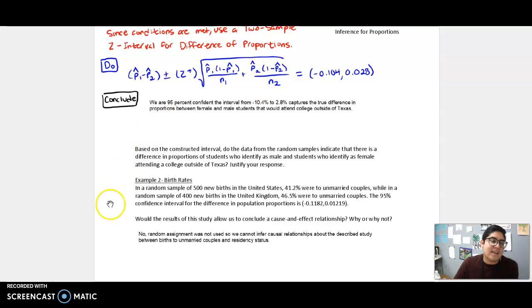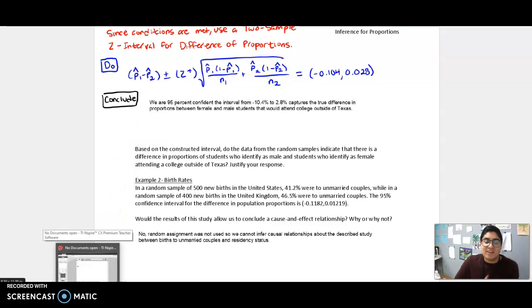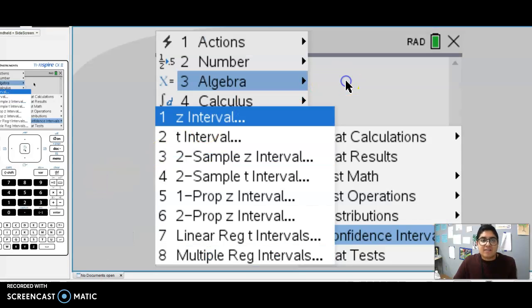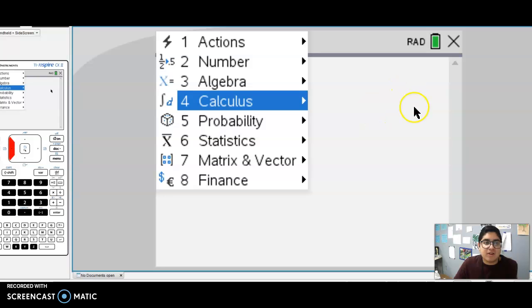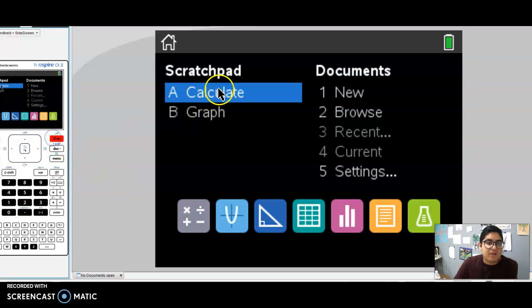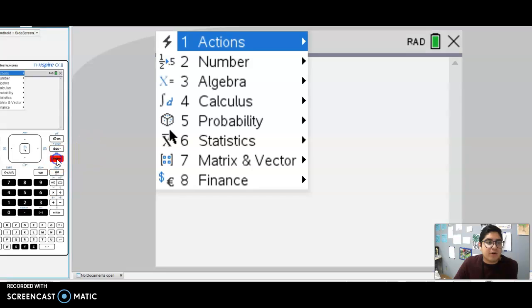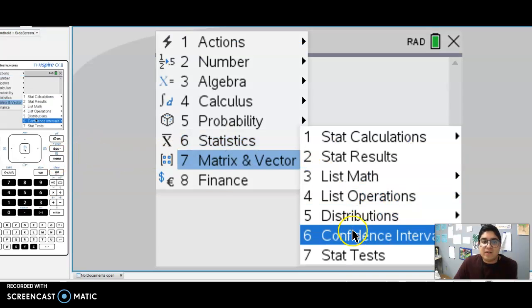Now, how did I do this? Well, we are going to have to refer to the calculator. I could do this by hand, but I'm just going to show you what you're going to do here. All right, so sorry about all the clicking here. So let's go. You are going to start off in the scratch pad. So calculate. We're going to go to menu, statistics, confidence intervals.